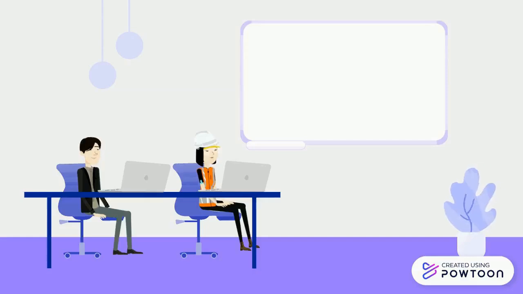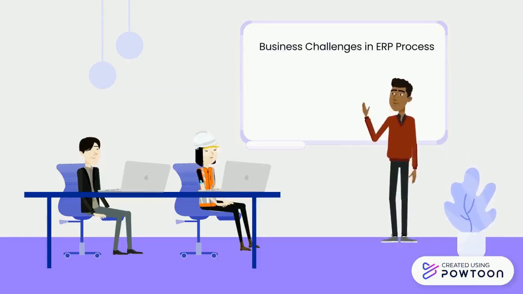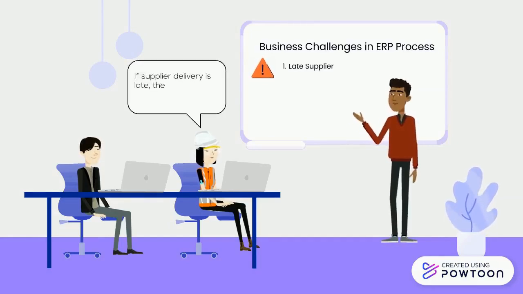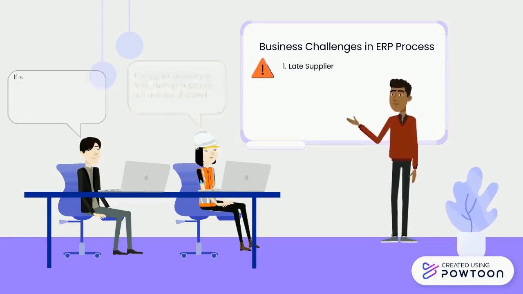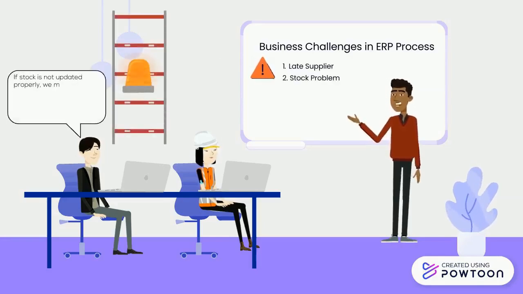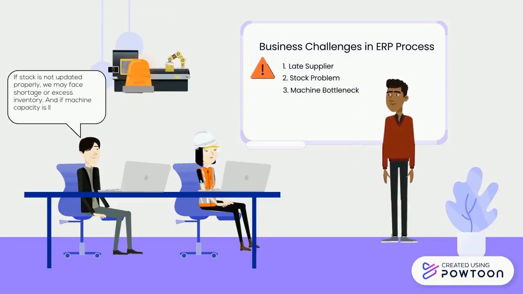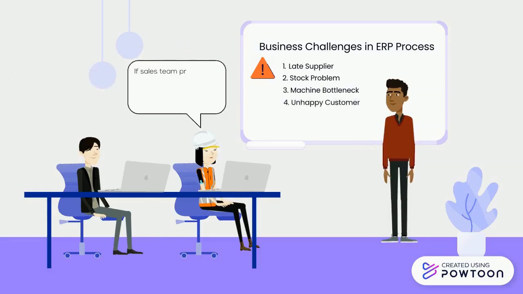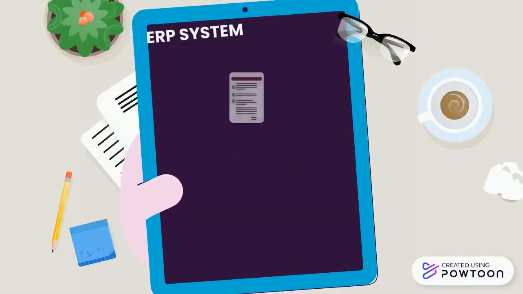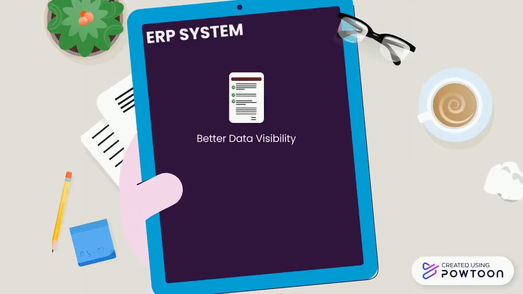Besides the main ERP flow, there are also some business challenges that the company must manage. If supplier delivery is late, then production will also be delayed. If stock is not updated properly, we may face shortage or excess inventory. And if machine capacity is limited, we may face production bottleneck. If sales team promises delivery too early without checking system data, customer satisfaction will drop. ERP helps reduce these risks by giving better data visibility and better coordination between departments.